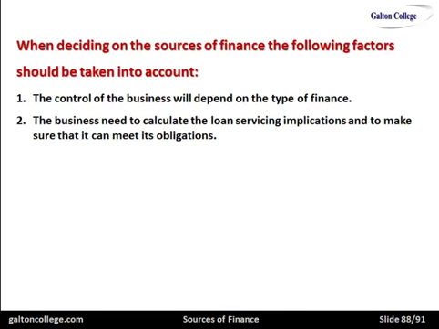The business needs to calculate the loan servicing implications and make sure that it can meet its obligations. When the business borrows from the bank, it must make sure it can meet the obligations that the bank imposes in terms of the loan conditions. So it's not just the case that the bank issues a loan, or that the business goes to the bank and arranges a loan. The business must ensure that it can realistically repay the loan according to the terms of the loan.